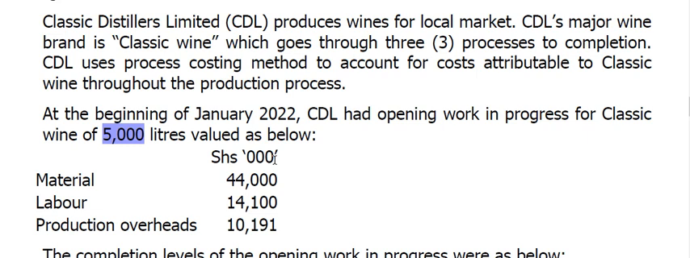We see there are losses in this particular question. So the first step in such a question is always to calculate the amount of normal loss, to see whether there is any abnormal loss or gain involved. Normal loss has been provided for at 4% of the total input. So I'm going to start by coming up with the input first.